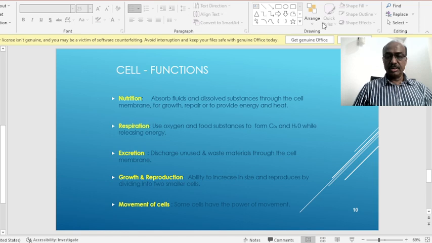What is growth and reproduction? Friends, you know that all living organisms have ability to increase their size and reproduce similar cells or similar body. Movement of cells. Some cells have the power of movement. They can travel from one place to other place.